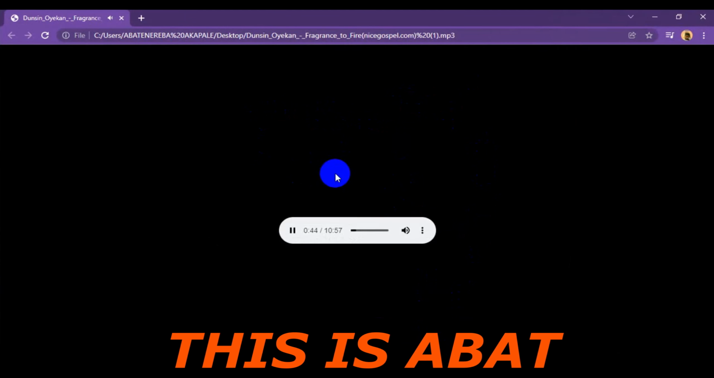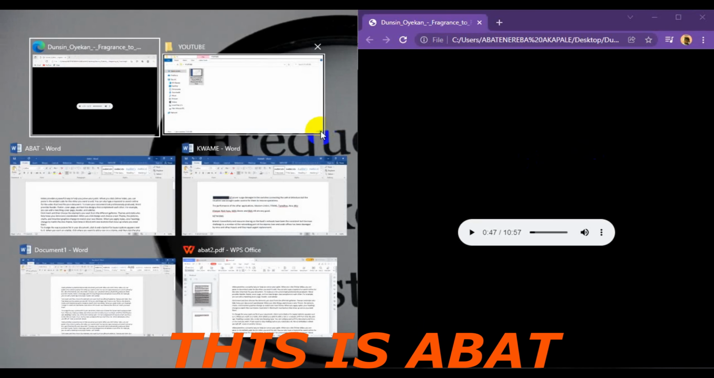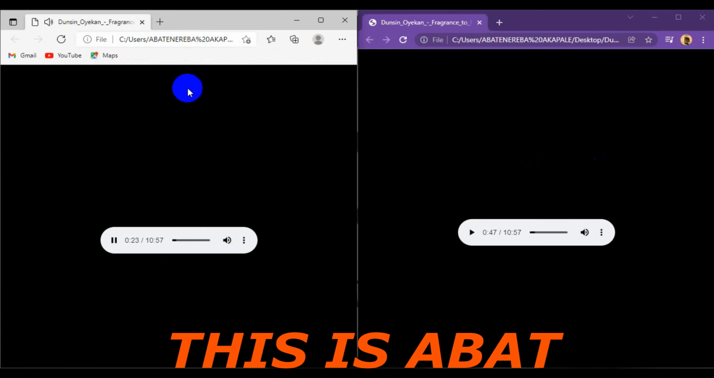This is the Chrome. You understand? Both of them are playing. This is the Microsoft Edge and this is also the Chrome. These two browsers work. I don't know about other browsers.